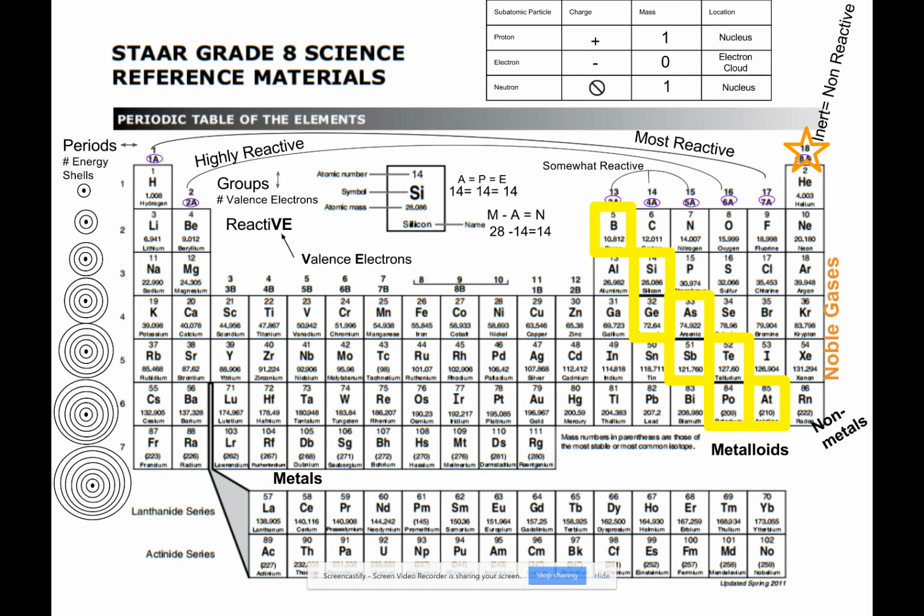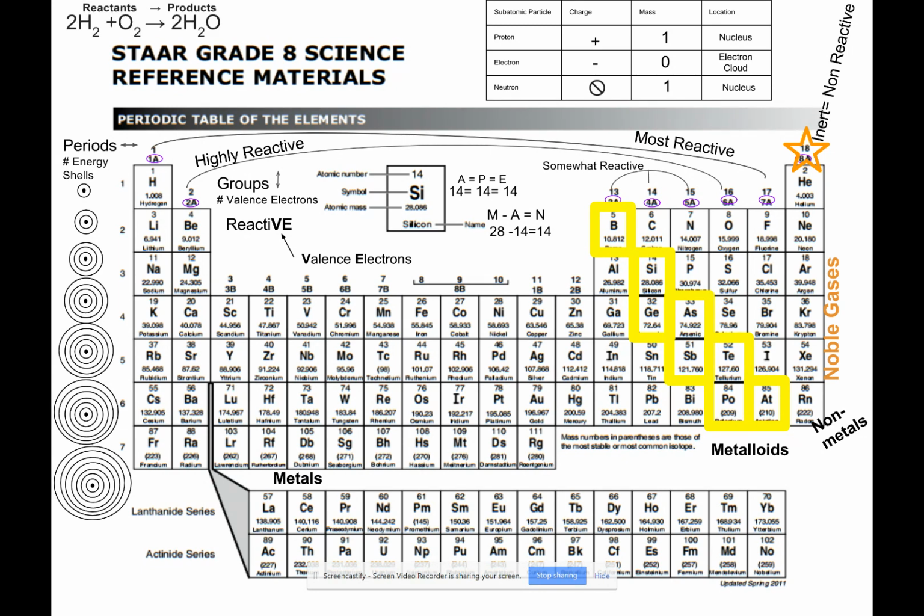I do recommend that you draw the energy shells for periods 1, 2, and 3. After that, it gets really hard to fit that many energy shells into that small of a space. So you could just write out 4, 5, 6, and 7.